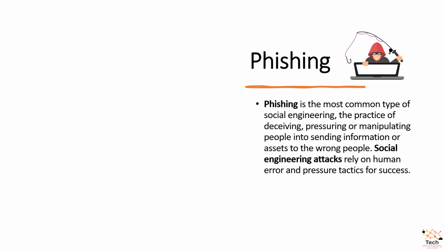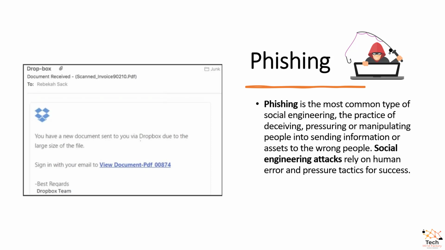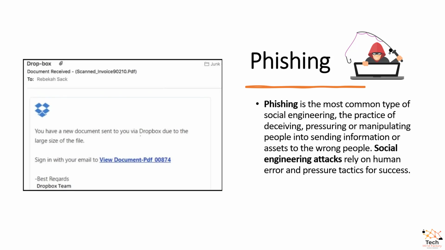Okay, so now it's time to talk about phishing. So phishing is the most common type of social engineering, the practice of deceiving, pressuring, or manipulating people into sending information or assets to the wrong people. Social engineering attacks rely on human error and pressure tactics for success. So now let's look at a simple example.